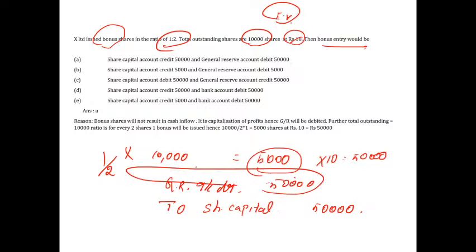Ma'am, why are you debiting general reserve? I'm capitalizing the profits. I'm capitalizing the free reserve, which means from the reserve, I am taking 50,000 worth of share capital and giving it to the shareholders, so that 50,000 is going to my share capital account. That's it. This is the logic behind it. So share capital account will be credited and general reserve will be debited. This is related to bonus shares and the basics of issue of shares. In these chapters, this question will be covered.